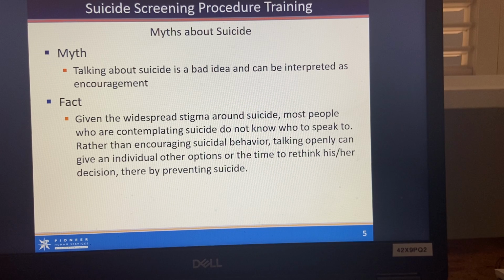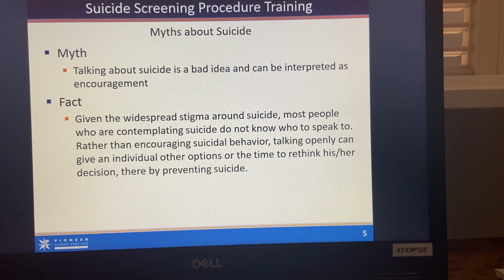Suicide is a very difficult conversation to have with clients. In order for all of us to build a better sense of comfortability with talking about suicide with clients, we go over some of these myths so that we can help build your confidence and your comfortability in order to continue to have conversations with clients about suicide.